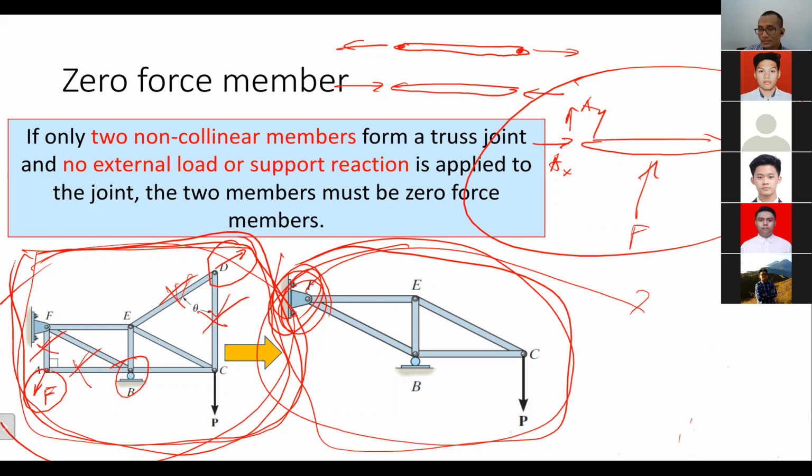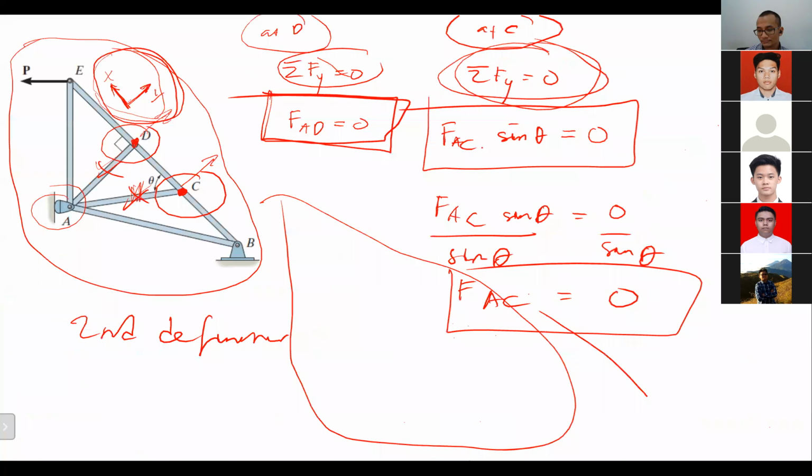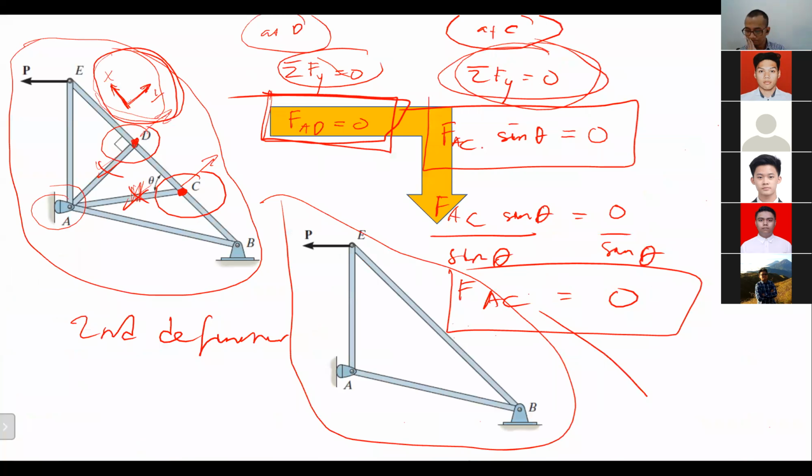Who else here wants to ask questions? I think it's Rizky. Yeah, Rizky? The one I want to ask is the second type of zero force member. I still don't really get what the requirement is for the second type.